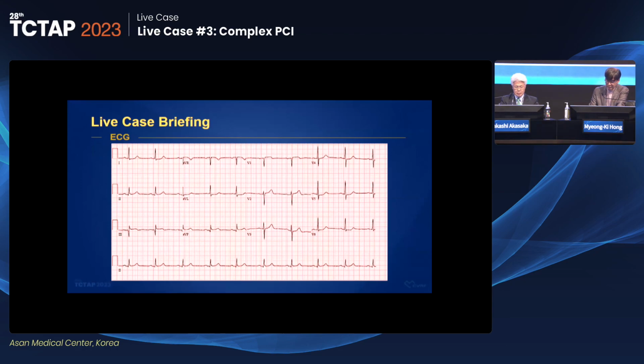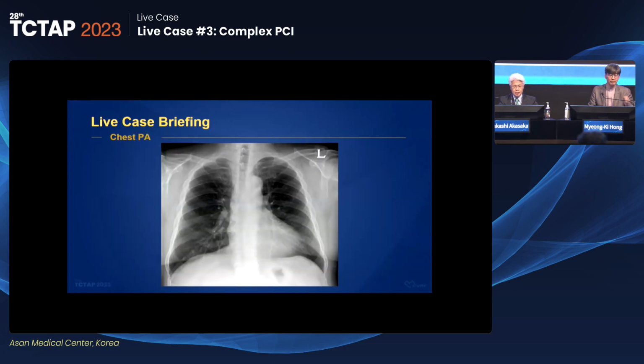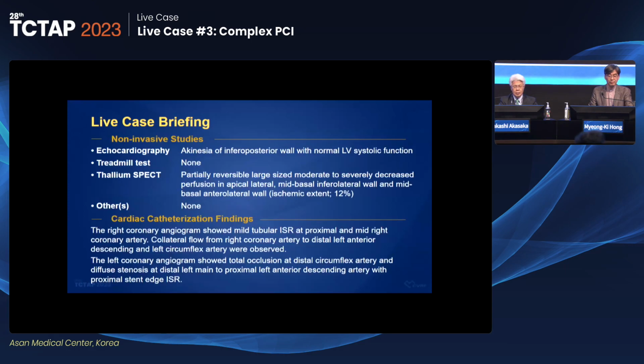Next. It's a baseline ECG. Baseline ECG shows mild ST depression and Q-wave on inferior lead, but compared with 2 years ago, not significant changes. Next. No significant findings in chest X-ray. Non-invasive studies. Echocardiography performed 2 years ago showed akinesia of infero-posterior wall with normal LV systolic function. Thallium SPECT performed 6 months ago showed partially reversible, large-sized, moderate to severely decreased perfusion in multivessel territory.